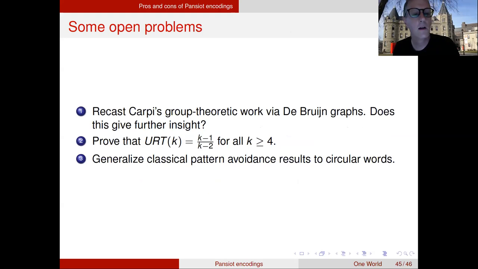So here are some open problems. A student might like to look at Carpi's group theoretic work, Carpi's paper where he proves Dejean's conjecture for all n greater than or equal to 33. He does some group theoretic stuff. Maybe it would be good to look at that in terms of de Bruijn graphs. Does it give us more insight into what's going on? If you want to solve your own threshold problem, you can prove that the undirected repetitive threshold is k minus 1 over k minus 2 for all k greater than or equal to 4. And just generally speaking, there's a lot of work to be done characterizing the lengths of circular words which avoid various things.